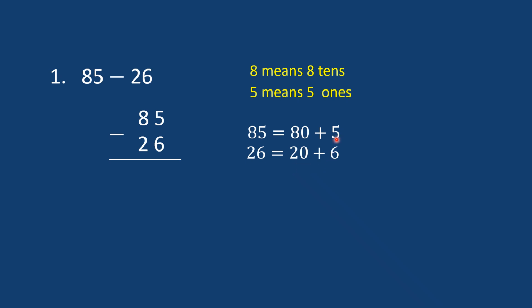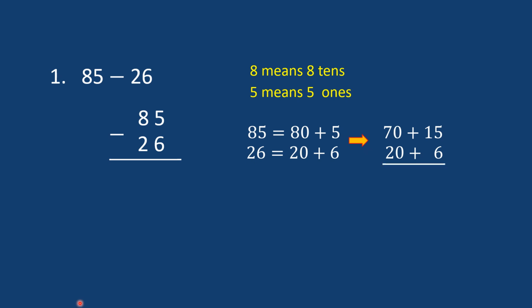If we are going to subtract now 5 minus 6, 5 is smaller than 6. So we have to borrow from 80. We are going to borrow 10 or 10 ones. 10 ones plus 5 ones is equal to 15. And this will be lessened by 10. So 80 becomes 70. So this is now equal to 70 plus 15. And then 20 plus 6.